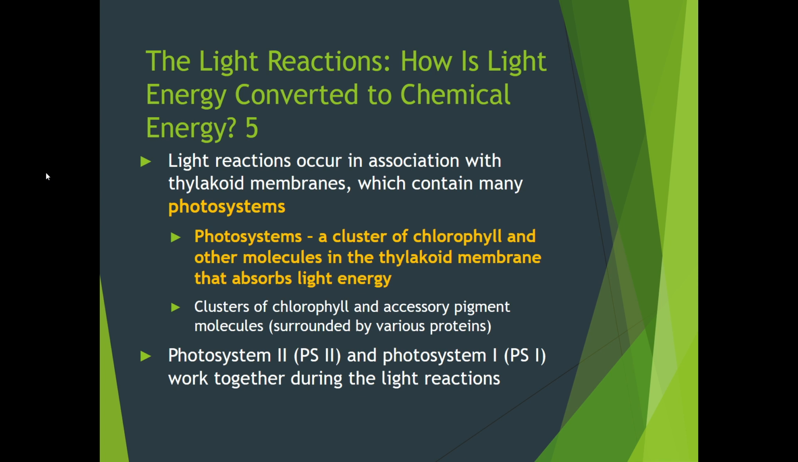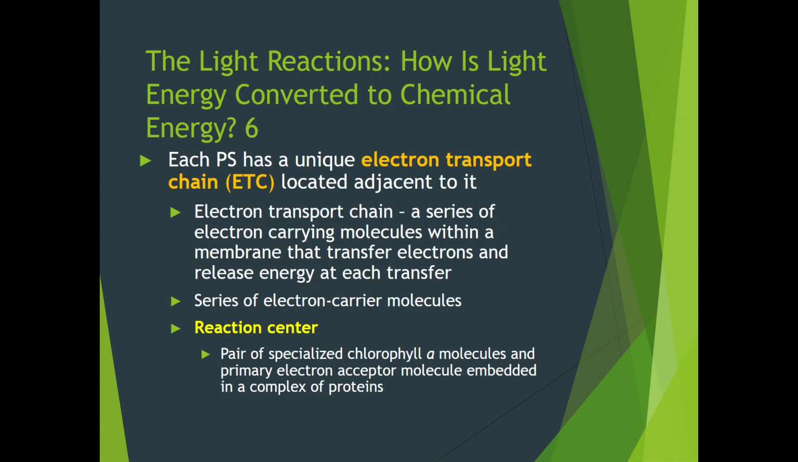The light reactions that occur in the thylakoid membranes happen with photosystems, and photosystems are a group of molecules, a cluster of chlorophyll and other molecules that are inside the thylakoid membrane. So they include the chlorophyll that absorbs the light, but also these other integral proteins. And we actually discovered photosystem 1 before photosystem 2, and then we found out they go in the opposite direction when we're looking at these light reactions.